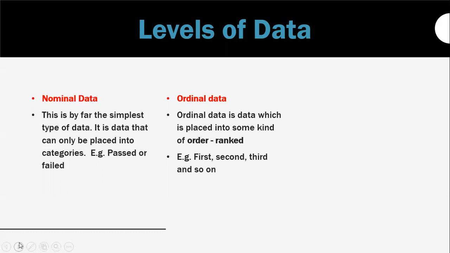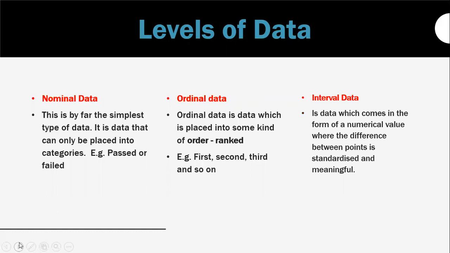The third type of level of data that we're going to look at is called interval data. And this is a much more sophisticated type of level, and it allows us to do a lot more with the data. This data comes in numerical form. So actually we have, for example, the timings in seconds or minutes. We have measurements of height in inches and feet. So it actually comes with a numerical value. And this numerical value is standardized.